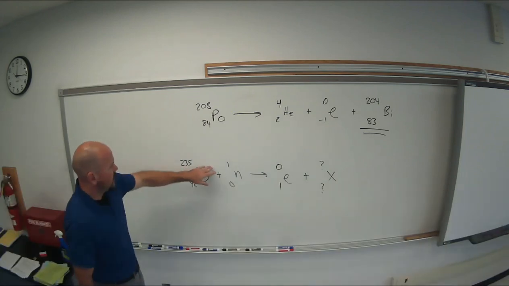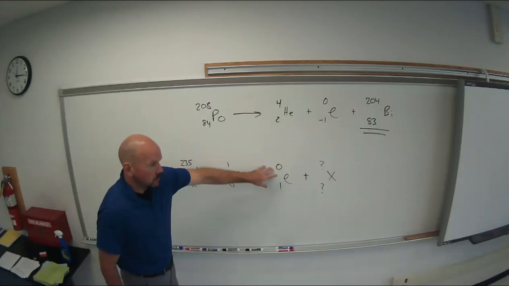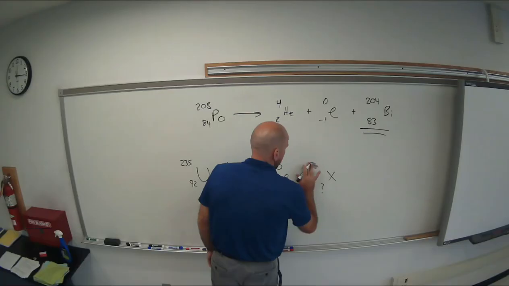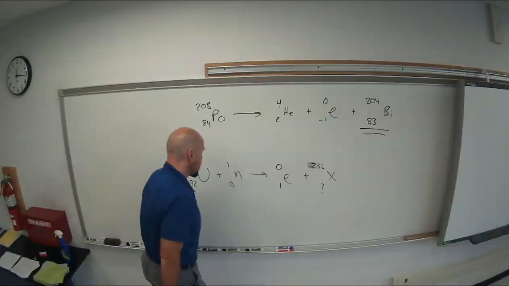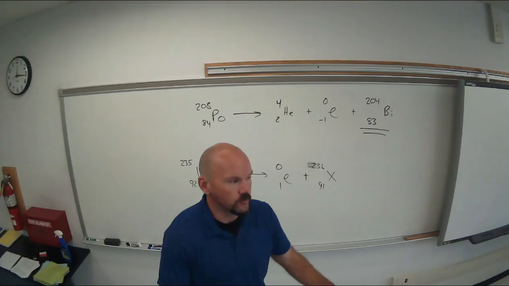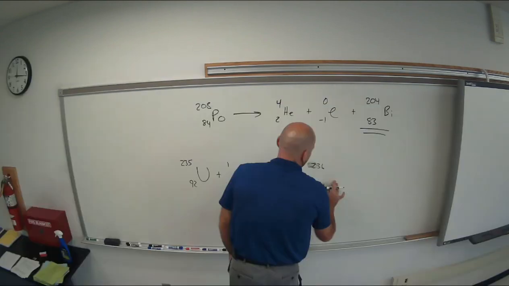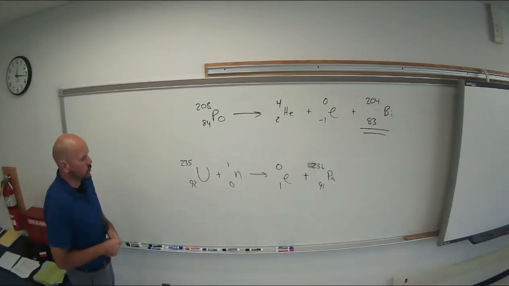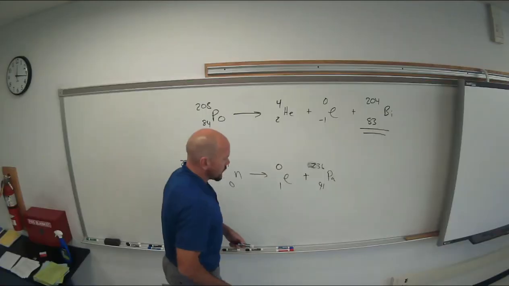So this would be 235 plus 1, okay, equals 0 plus our unknown. So this ends up being 236. And this would be 92 plus 0. Okay, so 92, and then minus 1 for that one. So this would end up being 91. Go to our periodic table. 91 is protactinium, Pa, and that's what we got. Okay? So again, your teacher will have more practice with nuclear equations for you, but that's essentially the gist of it.